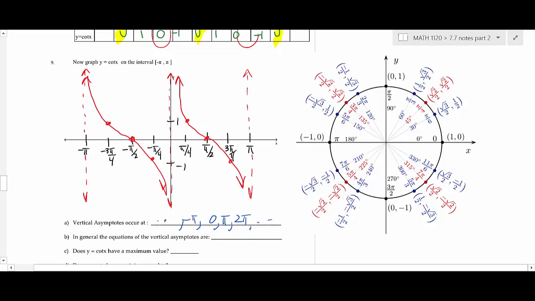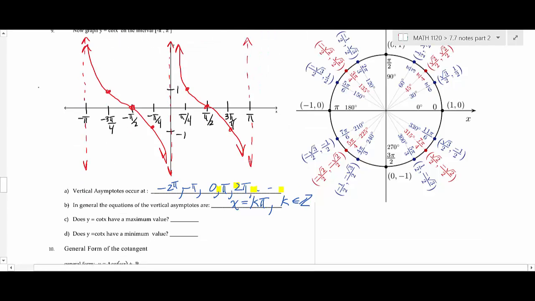Tell me what the equation of the asymptotes would be. X equals what? K pi, with K being what? A regular old integer, right? It's always got a pi in it, but the number in front of pi is going to be 1, 2, 3, 4, and so forth. So we would have X equals K pi, and then you just say K is an integer. If you want to use that shortcut and abbreviate it as K with the epsilon and the Z, you can do that.